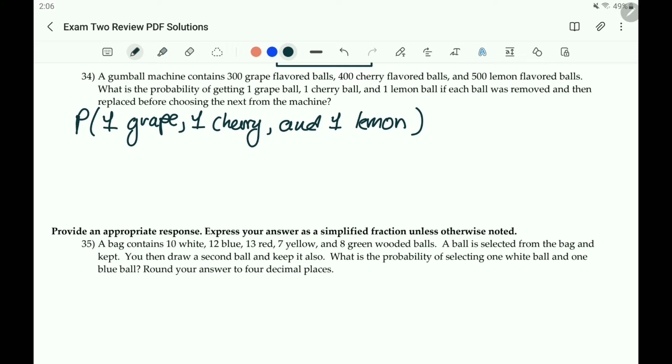So you're performing these events one after another after another. You choose a grape. Before you choose a second one, that ball is replaced. Then after that, you're choosing a cherry. Then that ball is replaced. Then you're choosing a lemon. And after that, it should be replaced. So there's an order to this: the first is grape, the second is cherry, and the third is lemon.